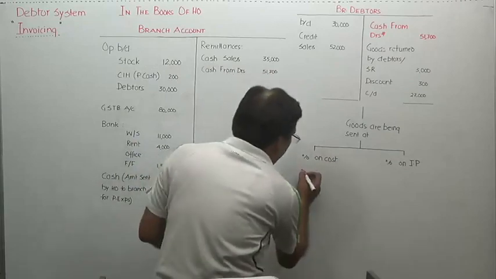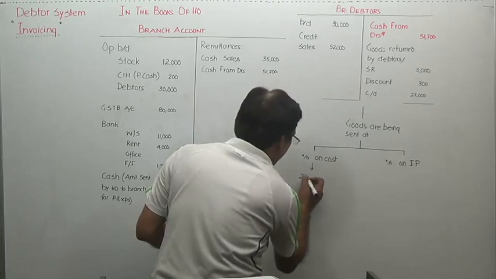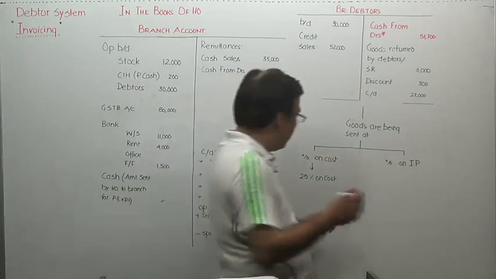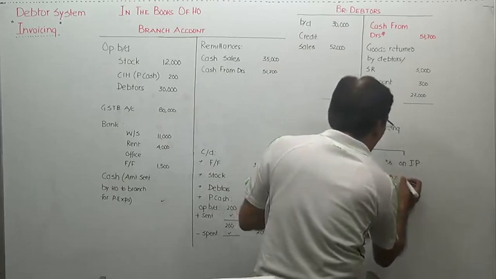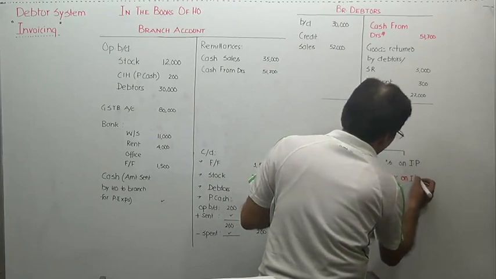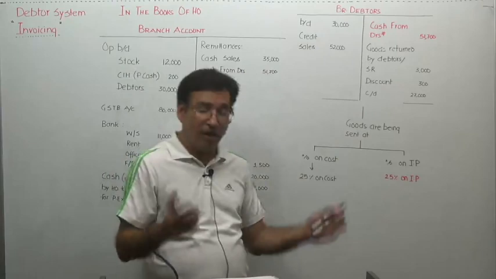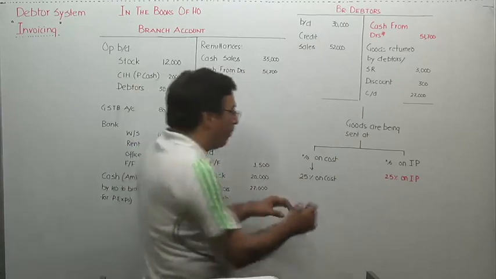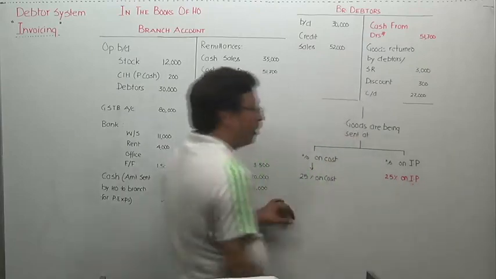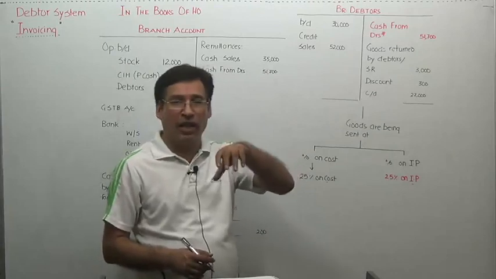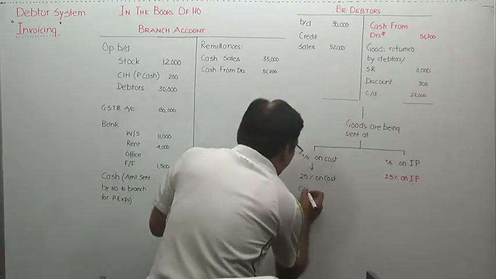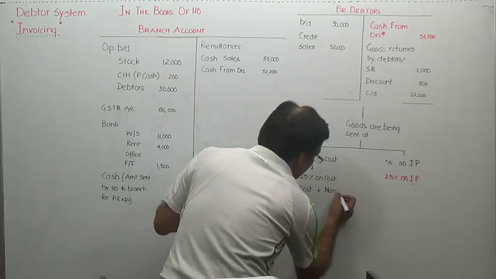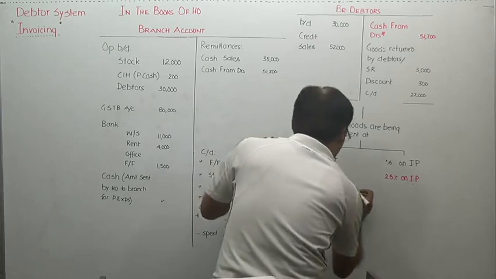For example, in this case, you are given 25% on cost. It is not given, but it could have been given the other way round also, 25% on invoice price. Goods are being sent at a margin of 25% on invoice price. Correct? First of all, you note down whether the rate is based upon cost or upon invoice price. Once you have noted it down and carefully analyzed, now you make an equation, and you have made this equation on several occasions. Cost plus loading or margin, whatever you may like to write, is equal to invoice price. Correct?